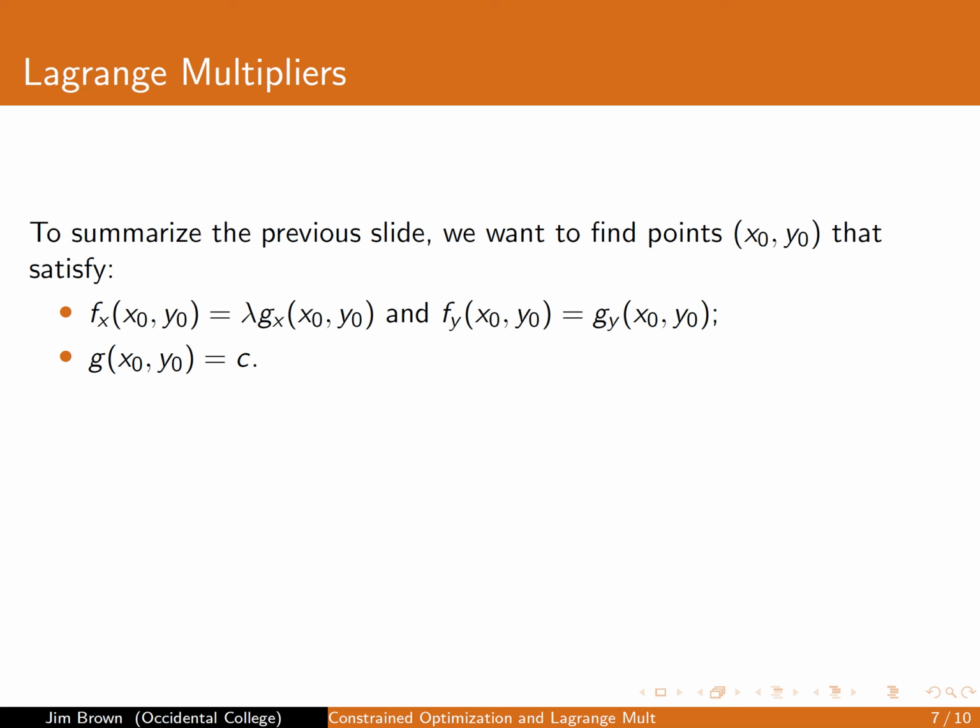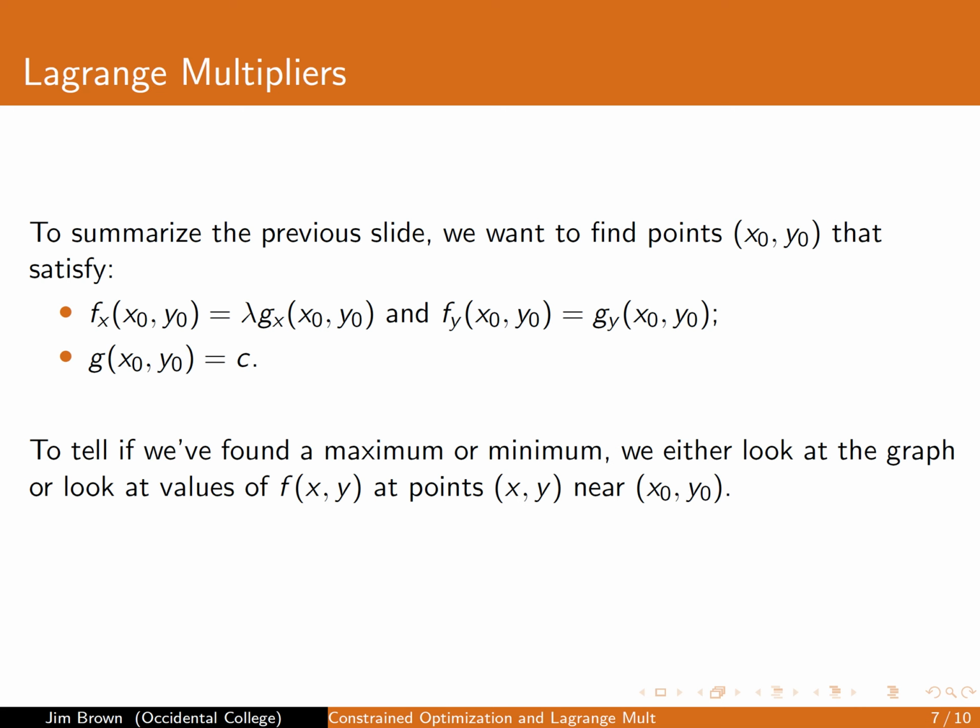We want to find these points, x0, y0, that satisfy: the partial derivative of f with respect to x should be some non-zero scalar multiple, lambda times g sub x, and then f sub y should be lambda times g sub y. So they should both be the same scalar multiple, and then that point should be on the level curve as well. Be careful here, this is a typo. There should be a lambda here with the g sub y.